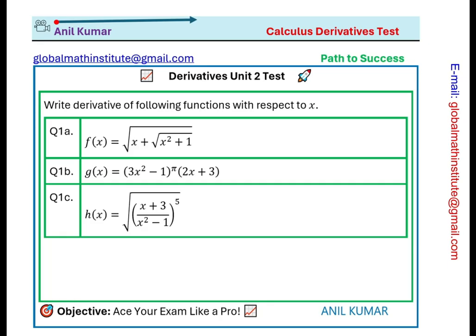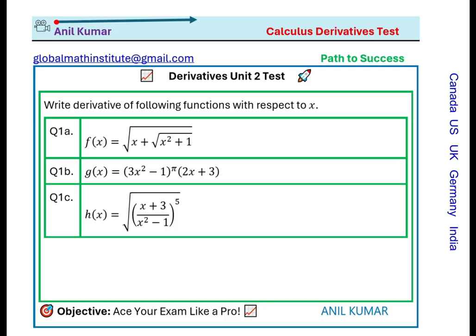So that's the beauty. So, the very first one is write derivative of following functions with respect to x, right? So that's what it is. F of x equals square root of x plus square root of x square plus 1. G of x is 3x square minus 1 to the power of pi times 2x plus 3, and h of x equals square root of x plus 3 over x square minus 1 whole square.